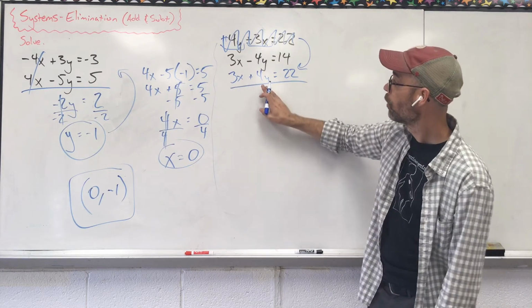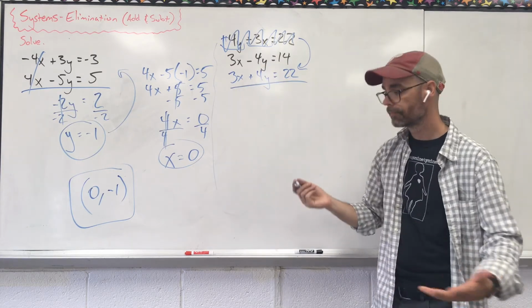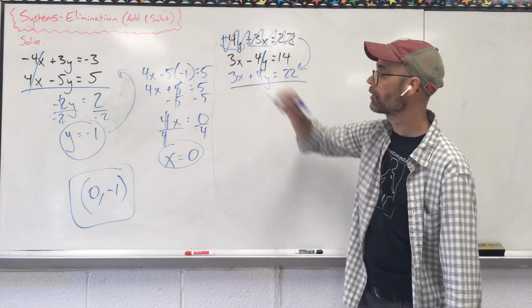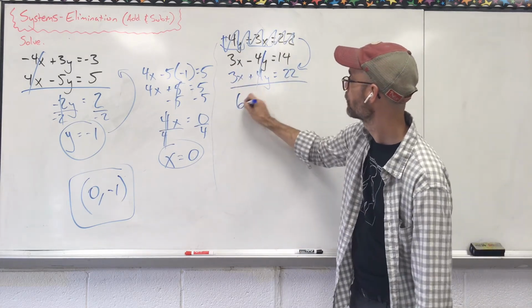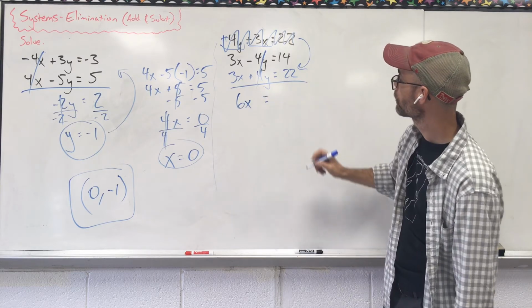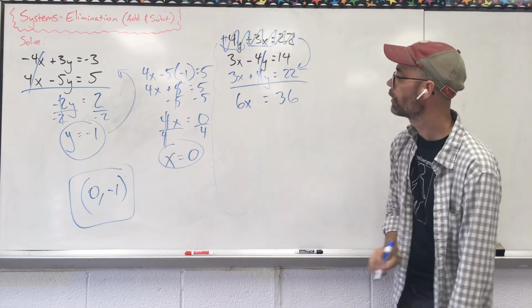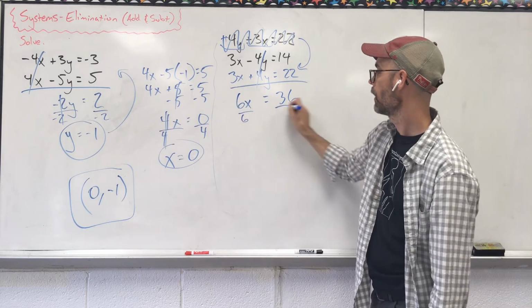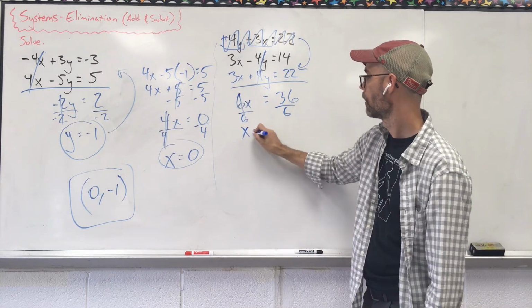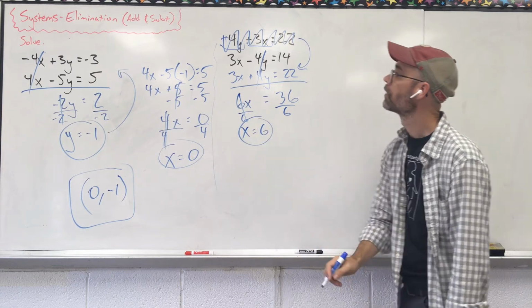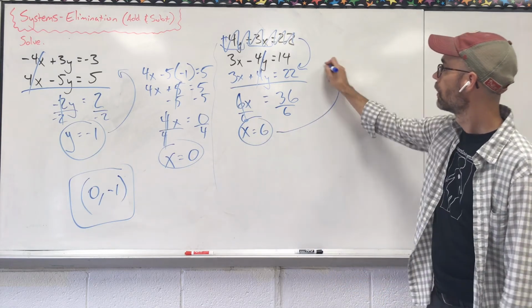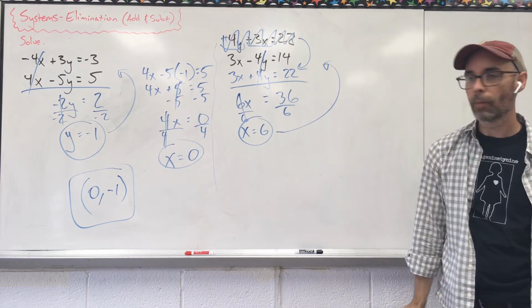So look, what is 4 minus 4? They both cancel out. 0. Don't need it. 3 plus 3 gives us 6. And then on the other side, we're left with 36. Solve for the only variable that's left. Divide, divide, x equals 6. Good. Now we need to take this and substitute it back into our problem.